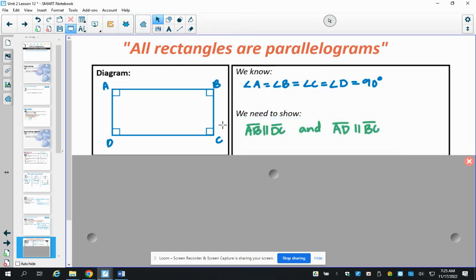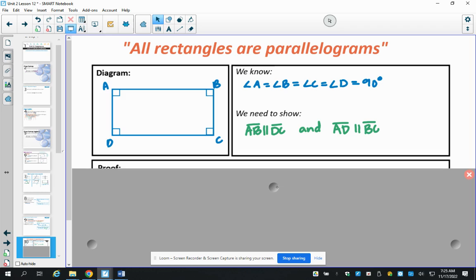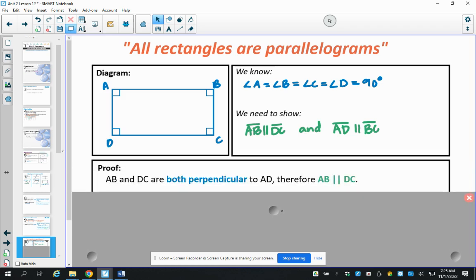So in this case, we want to show that AB is parallel to DC and that AD is parallel to BC. So this is similar to the third way we looked at to prove that lines are parallel, because we see all these 90-degree angles. So we know that different sides here are perpendicular to the same line, and that's going to force them to be parallel. So when we go ahead and write our proof, we're going to say that.